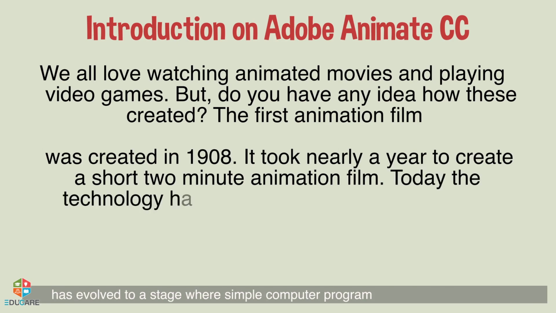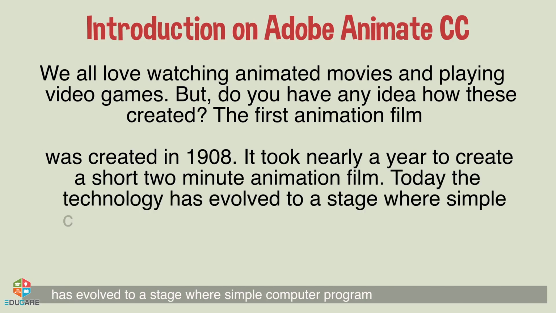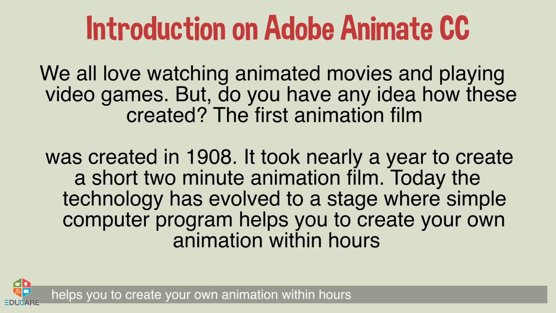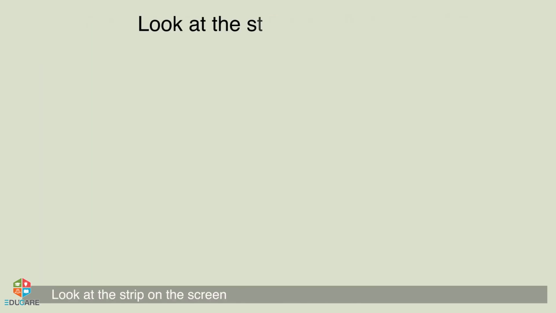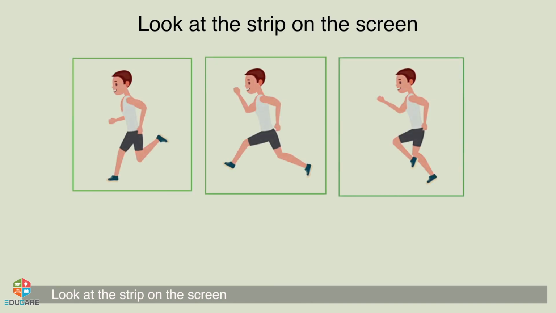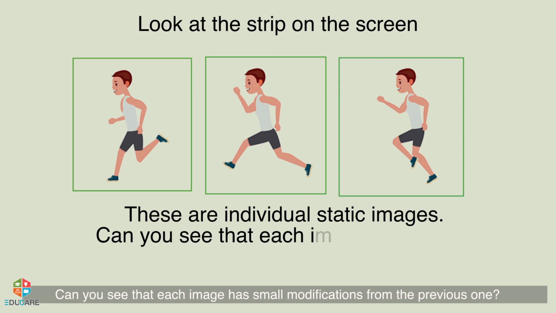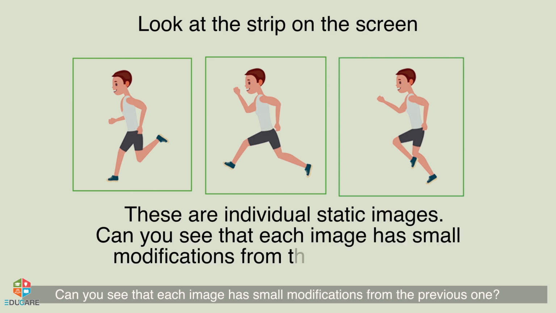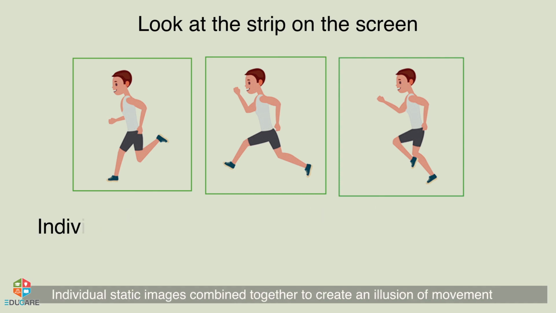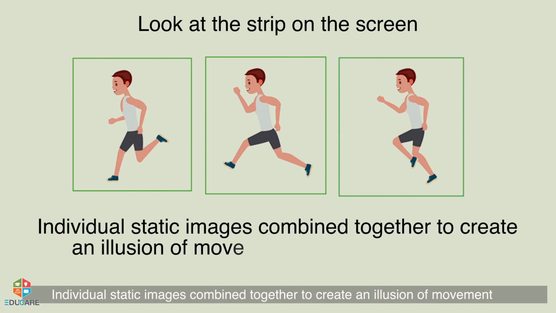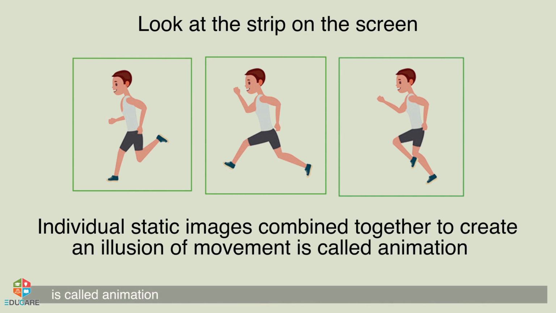Today, the technology has evolved to a stage where simple computer programs help you to create your own animation within hours. Look at the strip on the screen. These are individual static images. Can you see that each image has small modifications from the previous one? Individual static images combined together to create an illusion of movement is called animation.